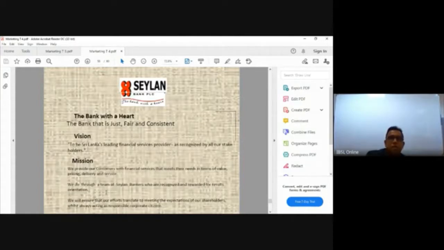Sampath Bank, the bank with a heart, the bank that is just fair and consistent. Vision is to be Sri Lanka's leading financial services provider as recognized by all our stakeholders. Mission: we provide our customers with financial services that meet their needs in terms of value, pricing, delivery, and service.